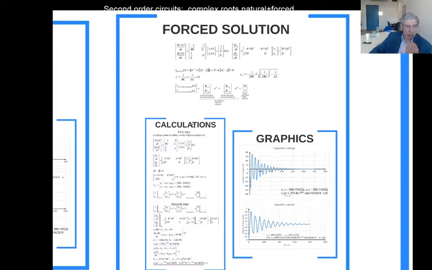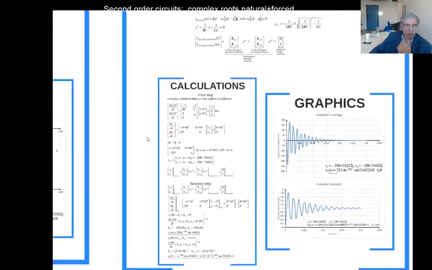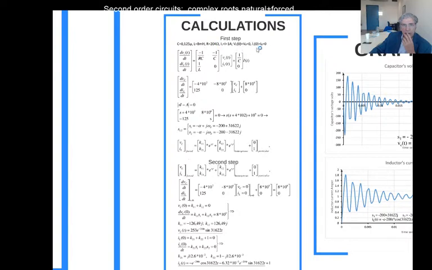We need the numerical values for that. If we choose these numerical values, you see the initial conditions are 0 because we are dealing with the forced solution: no energy is stored in the circuit. So this is our mathematical model. The numerical one is this. If you find the characteristic equation, from it we find the characteristic roots, which are complex conjugate roots.